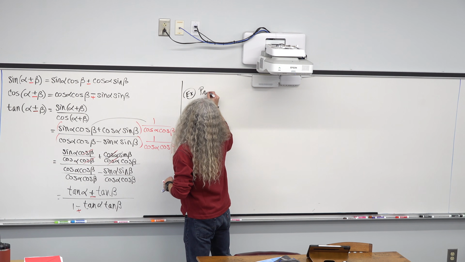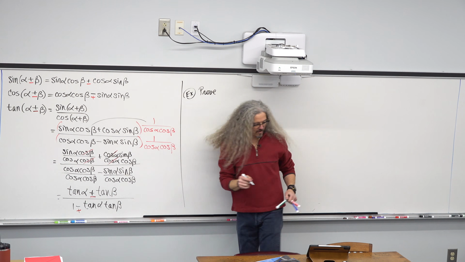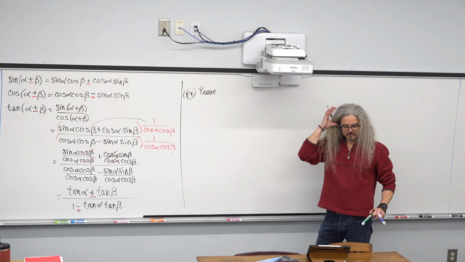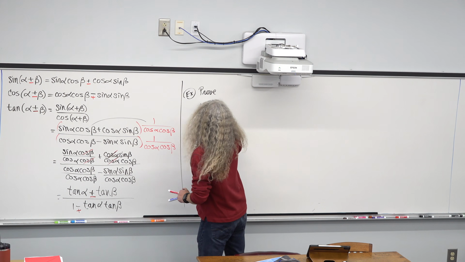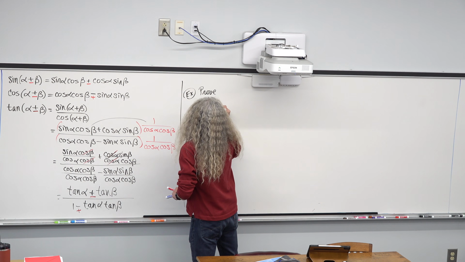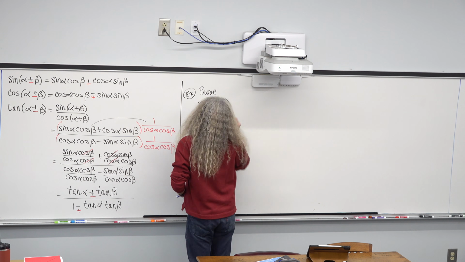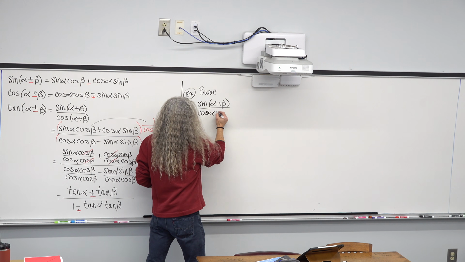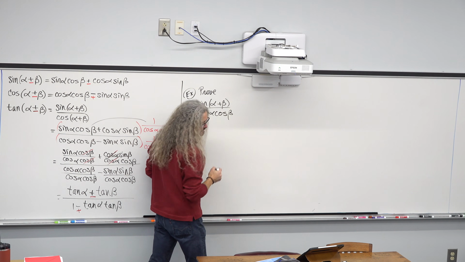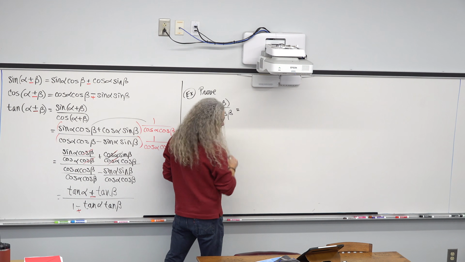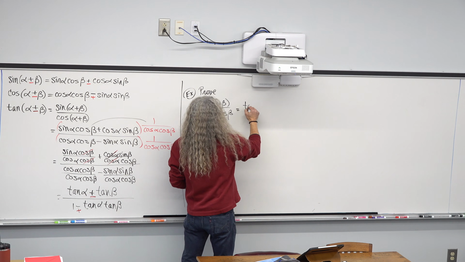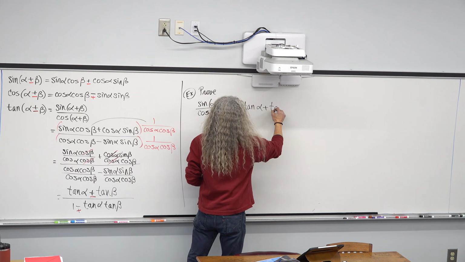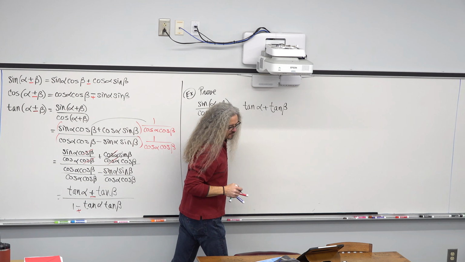We're going to prove or verify that the sine of alpha plus beta over cosine alpha cosine beta is equal to the tangent of alpha plus tangent of beta.